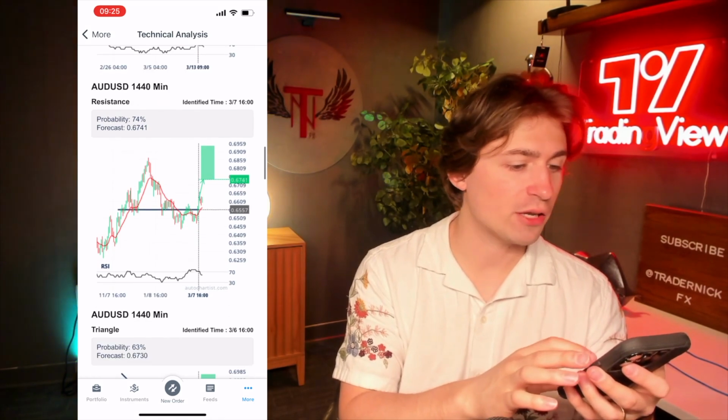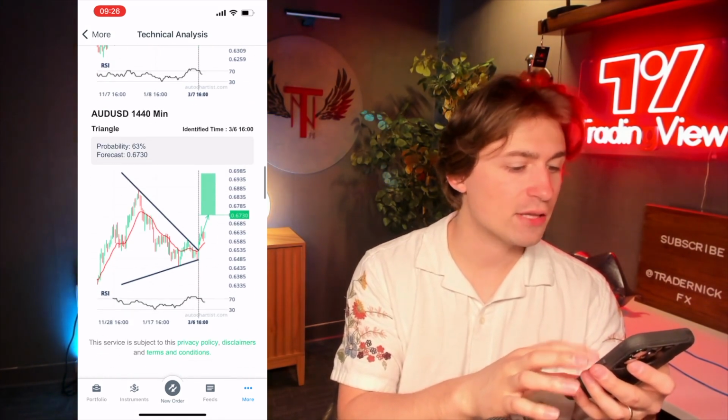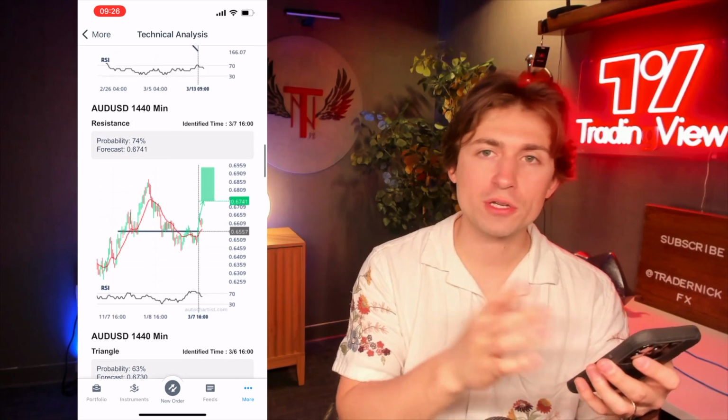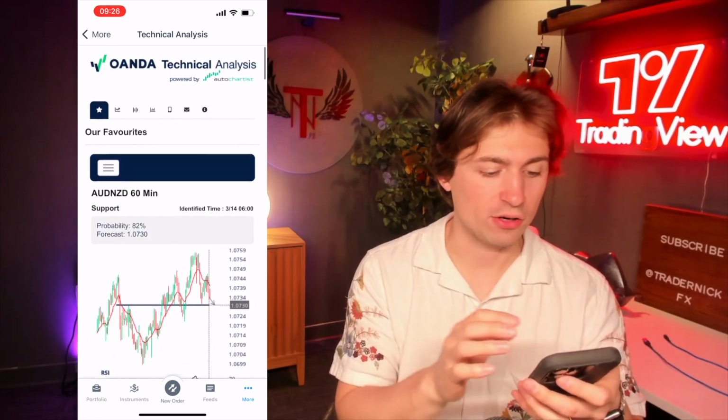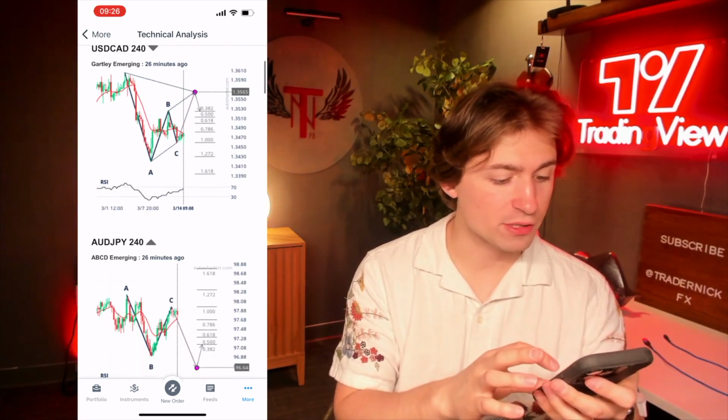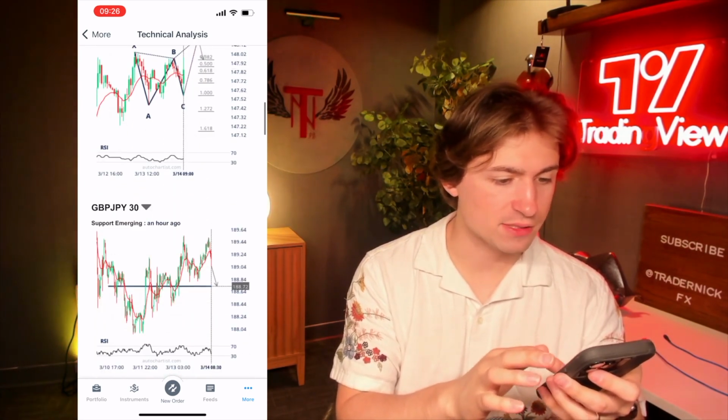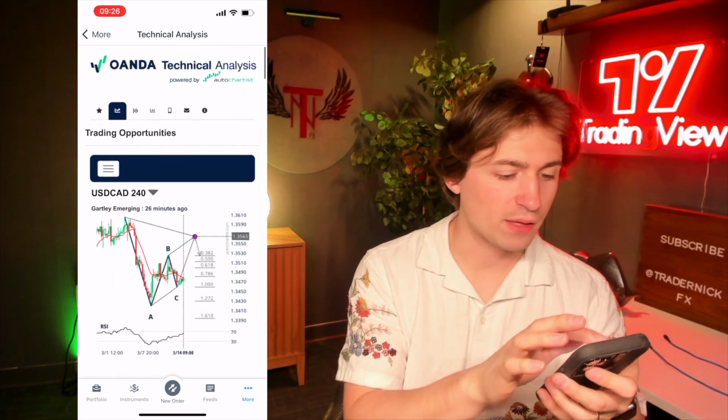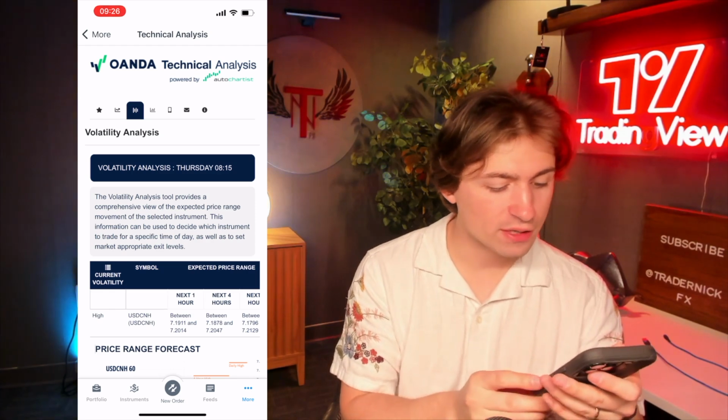Here's Australian dollar on the daily chart, etc. So really cool just to have these ideas right directly on your phone. And there's also this trading opportunities tab, so we can see Aussie yen, there's setups there, USD JPY, and then also we can go to volatility analysis.